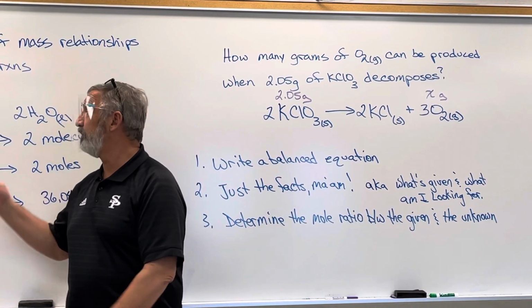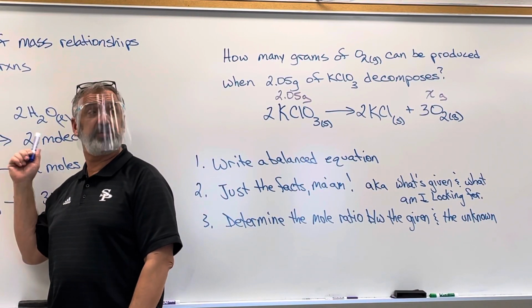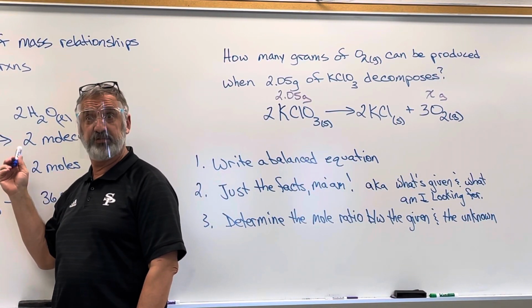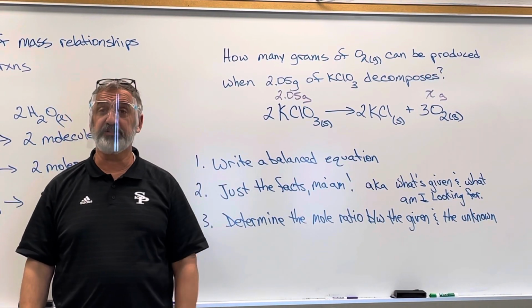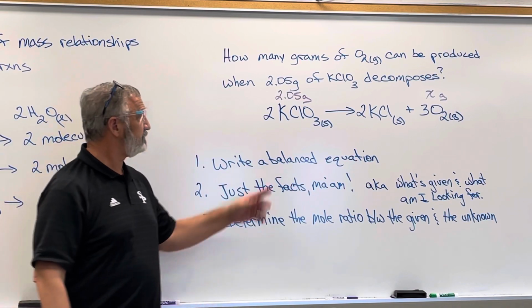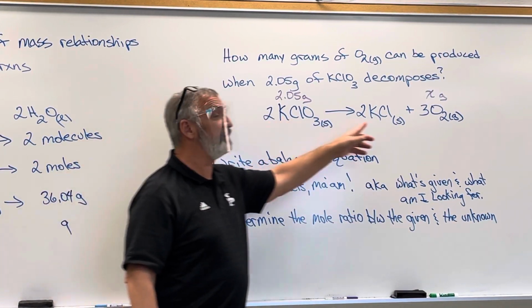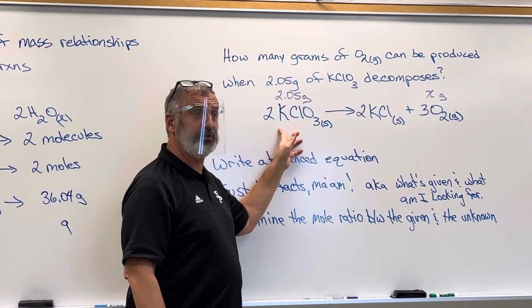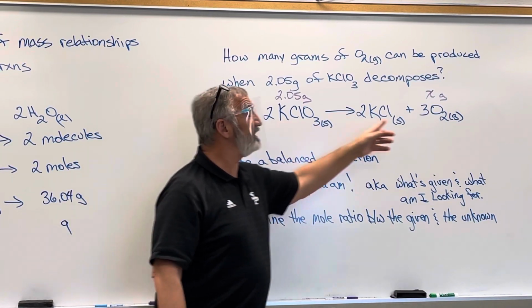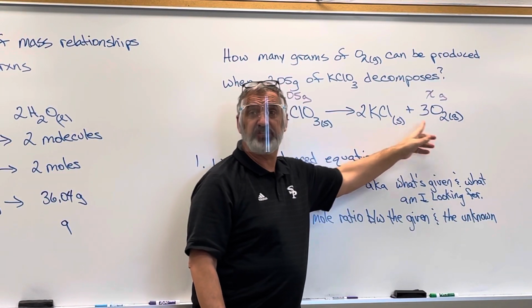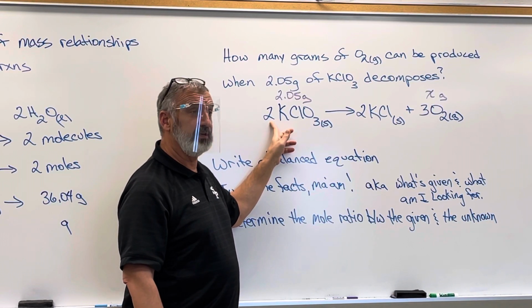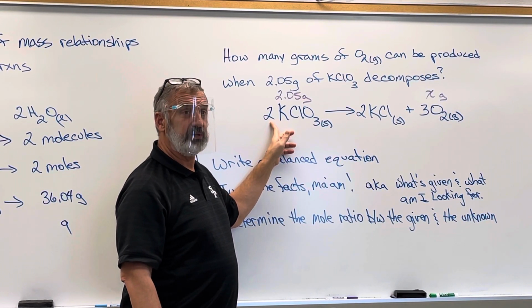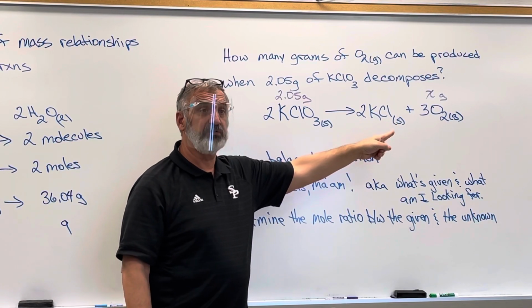What gives us the mole ratio? The coefficients in the balanced equation. What's the mole ratio going to be between KClO3 and oxygen? 2 to 3. For every 2 of these, we're going to get 3 of these. Now that doesn't mean we have to have 2 of these. It's just that you're always going to get 1.5 times as much oxygen, mole-wise, as you do KClO3. It's a 2 to 3 ratio.